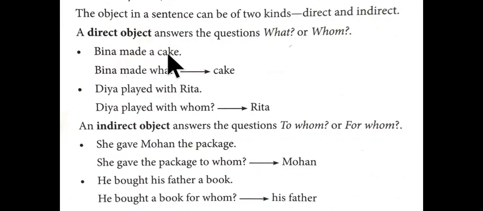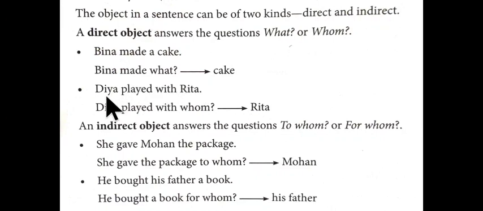So let's make a question. Let's ask a question from this. Beena made what? Beena made cake, okay. So are you getting any answer? Yes, we are getting the answer that Beena made a cake. So here this is the direct object, okay.